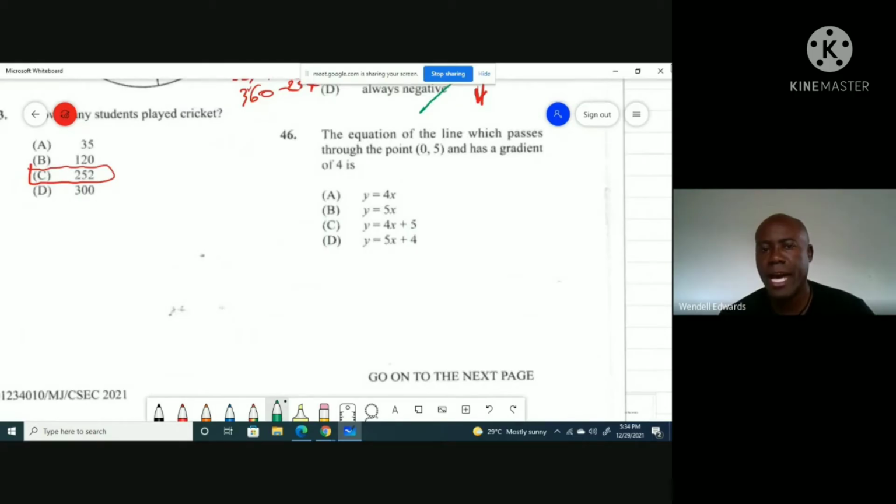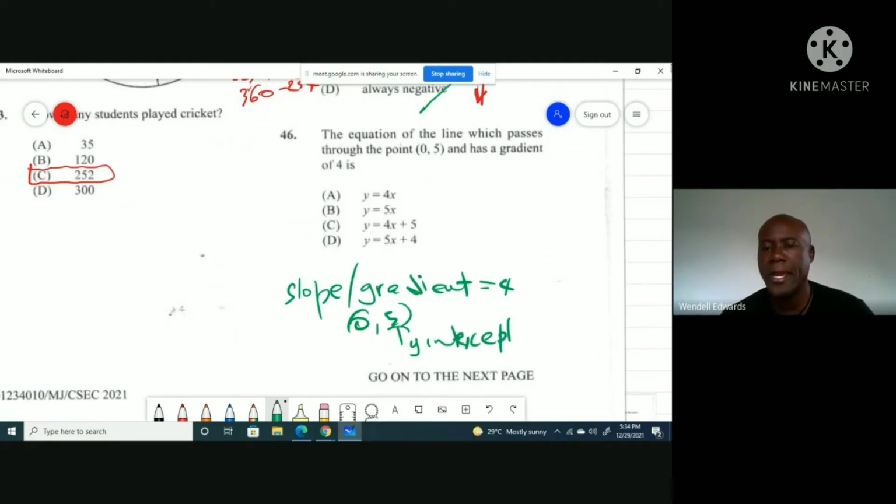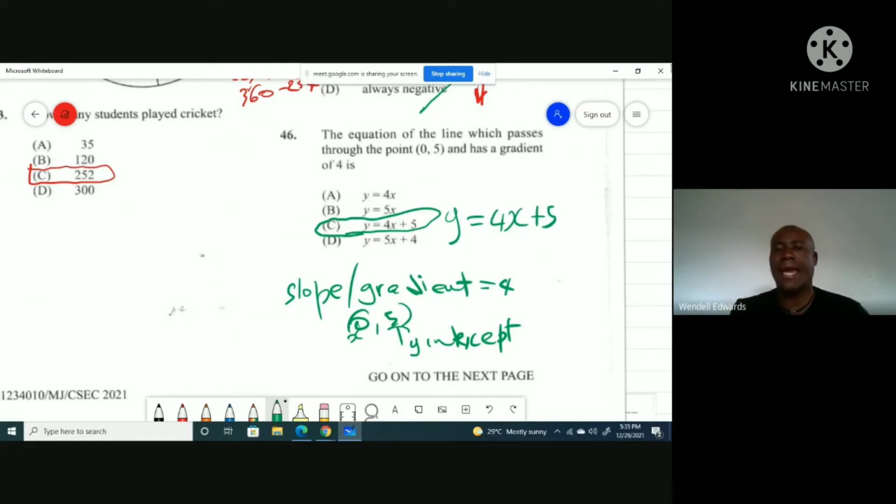If I have a slope, or what we call the gradient, of a line, in this case equal to 4, and I have a coordinate which is (0, 5), this is telling me that this is the y-intercept. How do I know? Any coordinate with the x value being 0 means you're on the y-axis. So in this case, y equals 4x plus 5 represents the equation of that line.